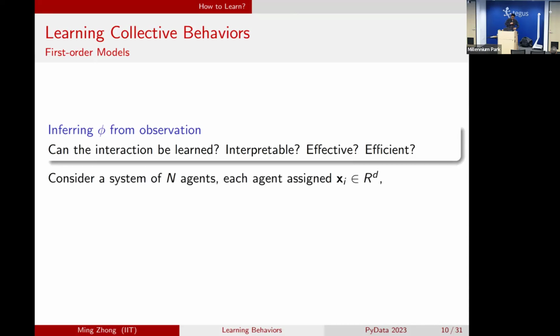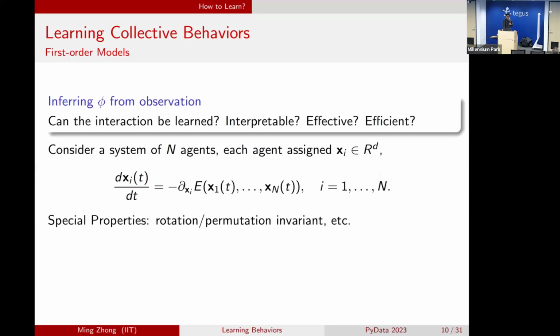All right, so to consider that, I want to set up a really simple system that we can lay down the learning principles for. So we're going to consider a system of n agents, and each agent is assigned a state vector called x_i, and the x_i can represent different things. It can be positions, it can be emotions, it can be wealth, it can be anything that you can throw at these agents to describe their state or behavior.